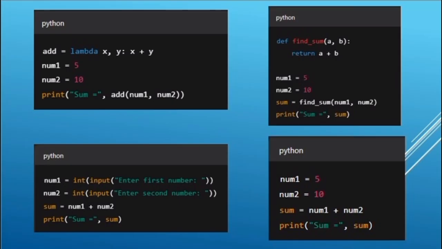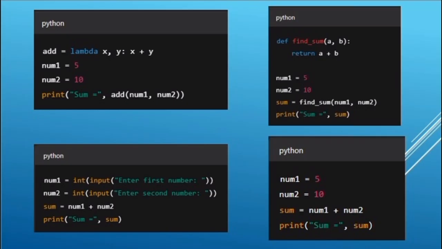So here the first one is the lambda function approach. You can see on the screen. This method uses a small anonymous function called a lambda to add two numbers. It is a compact way to write functions for simple operations. Here, add equals lambda x, y: x plus y defines the function, and then it's used to print the sum. See, it is very simple. The process is all written in one line using the lambda function.